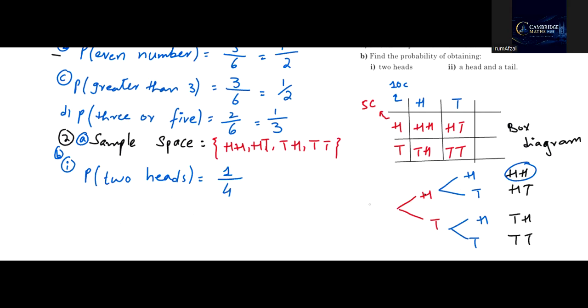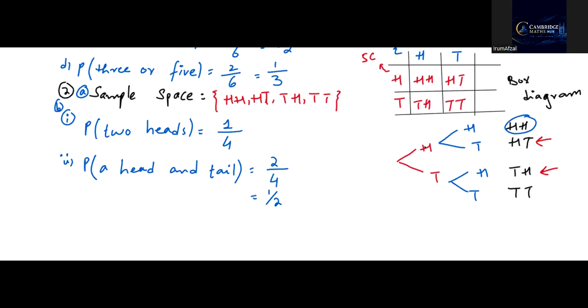Second part is the probability of getting a head and tail. So this time we need to find the probability in which we have head as well as tail as well. So if you see, we have head tail here, we have tail head here, both are the same possibility. So we would be going with the two possibilities out of total 4 possible outcomes. So this can be simplified as 1/2. Okay, so this was your complete question number 1 and 2 of your exercise 14.1b.